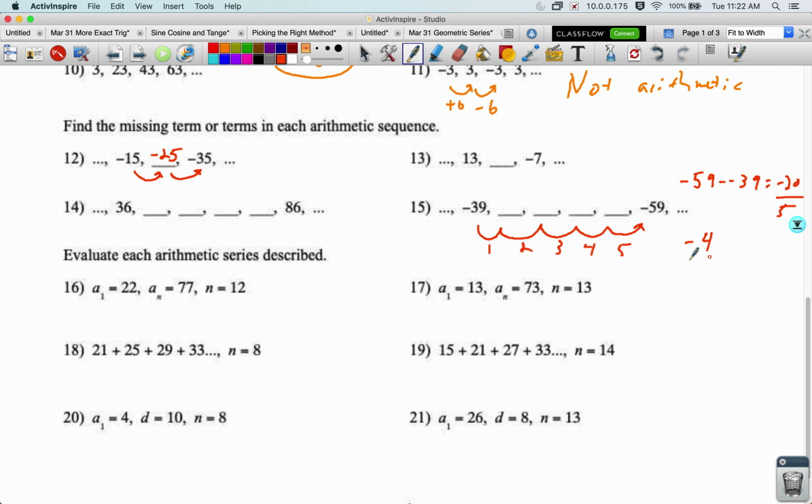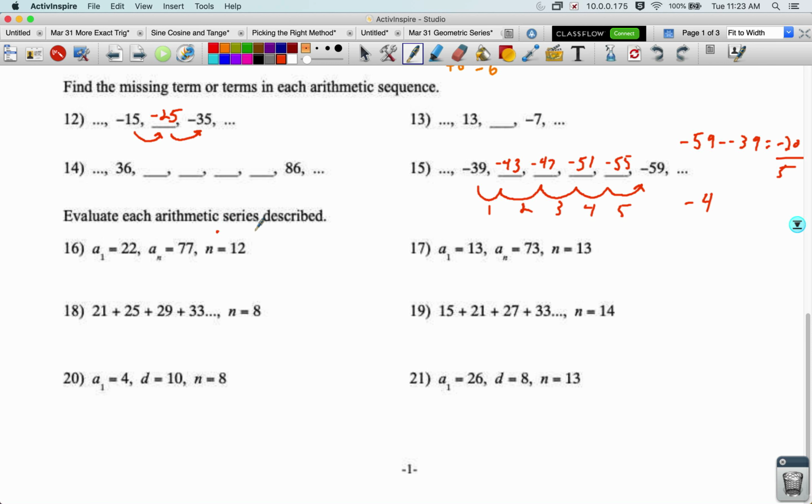Now let's count down by 4s and make sure that we still hit that negative 59. So negative 43, negative 47, negative 51, negative 55, and if I went one more, I would hit negative 59. Okay.